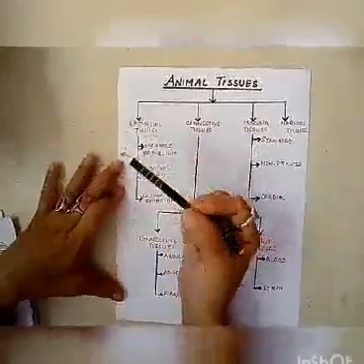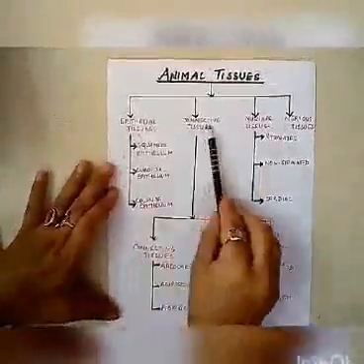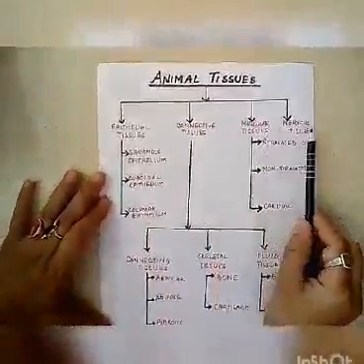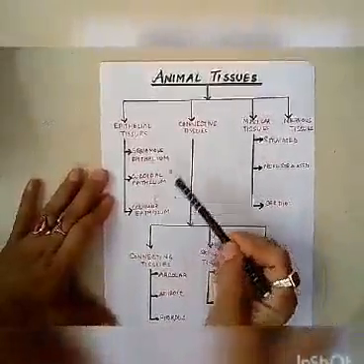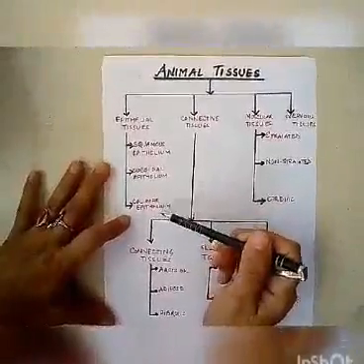In the last video we discussed plant tissue. Now coming to animal tissue. Four types of animal tissues are there: epithelial tissue, connective tissue, muscular tissue and nervous tissue. Epithelial tissues are of three types: squamous epithelium, cuboidal epithelium and columnar epithelium.